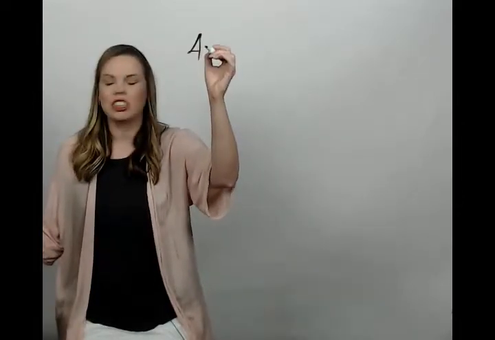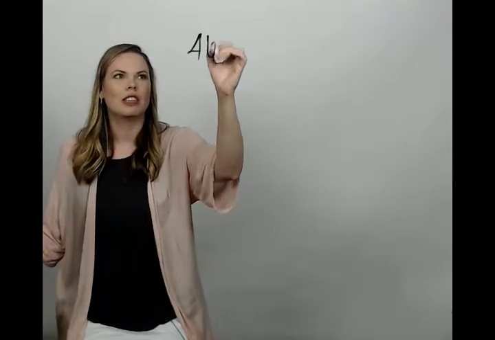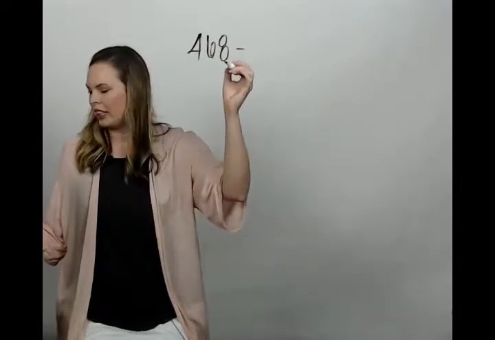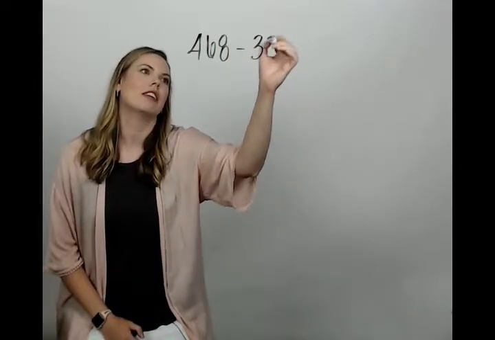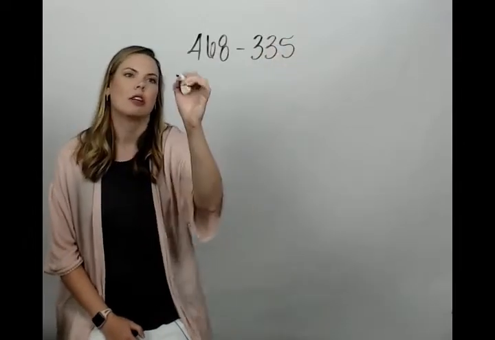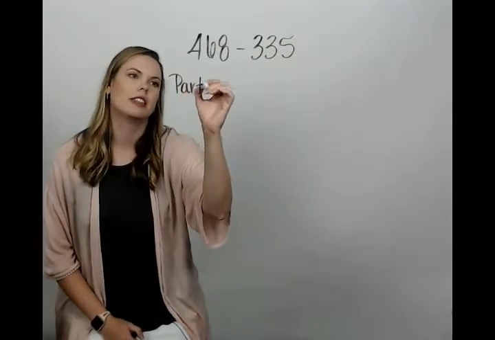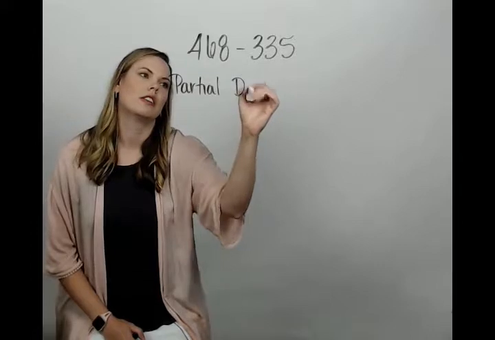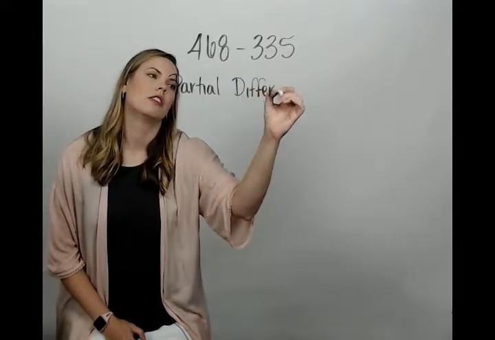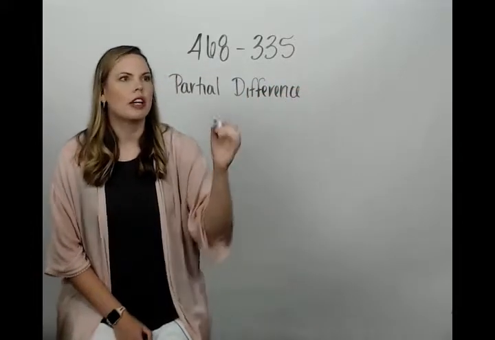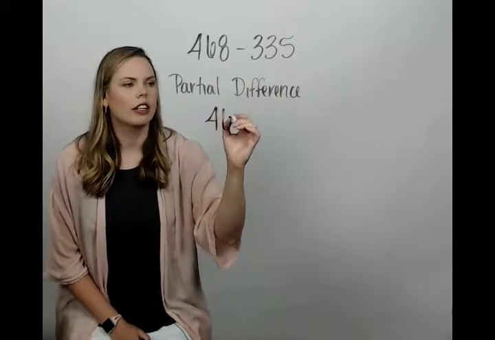So we're going to do a problem with a partial difference. In this one, we're going to have no regrouping, just to start simple. So 468 minus 335. We're going to do a partial difference. Okay, so we set these up vertically.